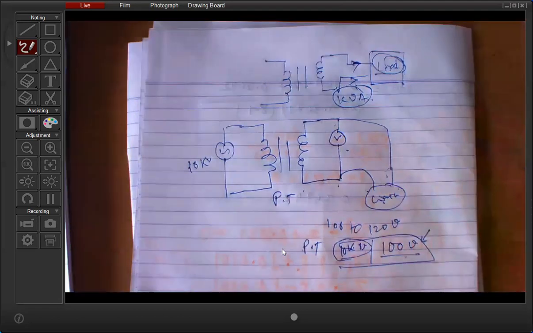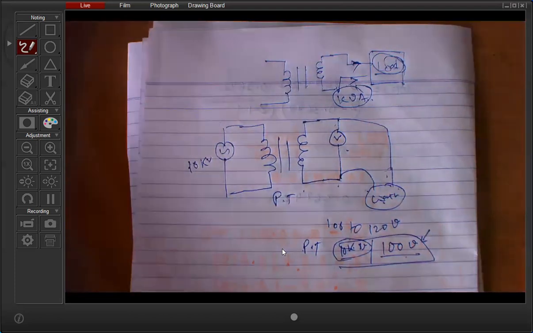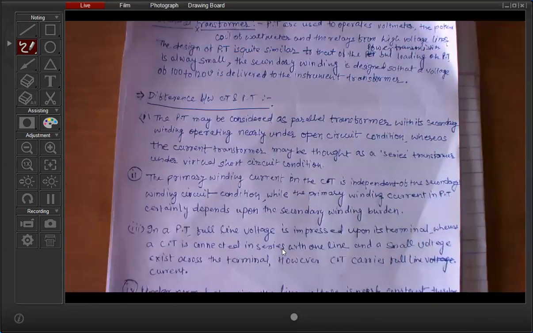Okay, so I told you a current transformer, that is CT, is used for step down of current, and PT is used for step down of voltage. So what is the difference between the CT and PT? Because both CT and PT are transformers. The working principle of the current transformer, CT and PT are almost the same.